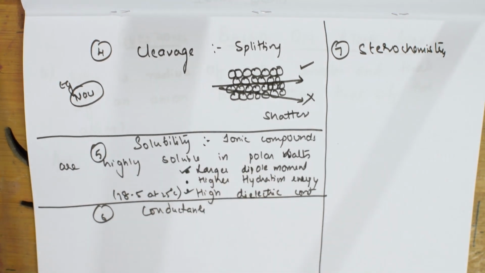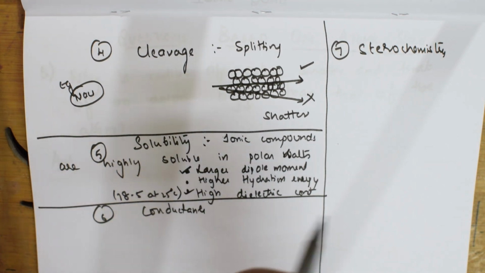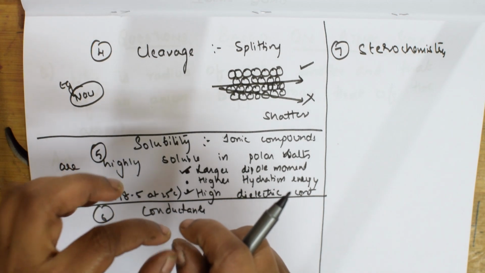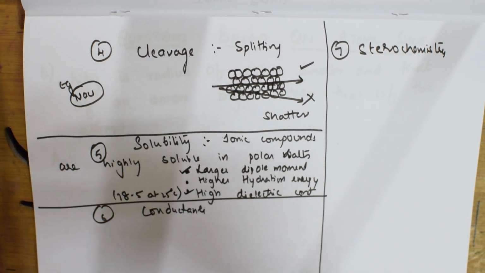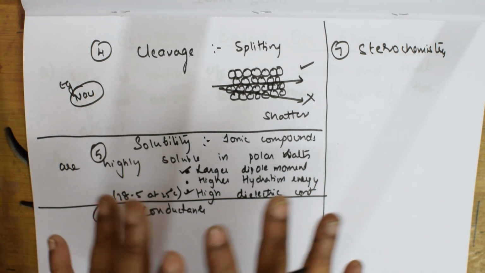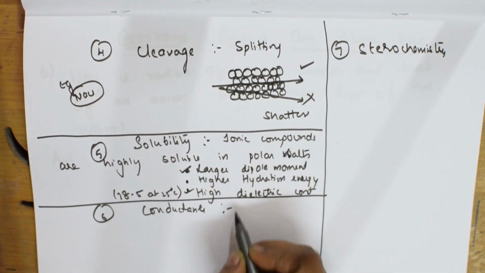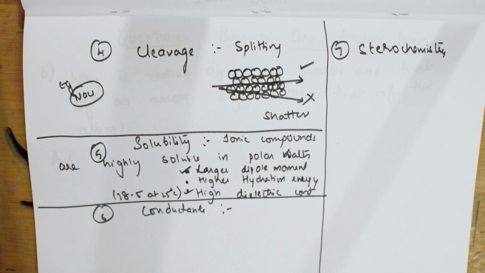These two are the factors. Let's see conductance. When I speak about conductance in ionic crystals, what are present? Positive cation and negative anion. And where are they present? They are present in fixed positions in the lattice, isn't it? They are not mobile, they are fixed. So what will happen? Ionic solids do not conduct electricity in solid state.